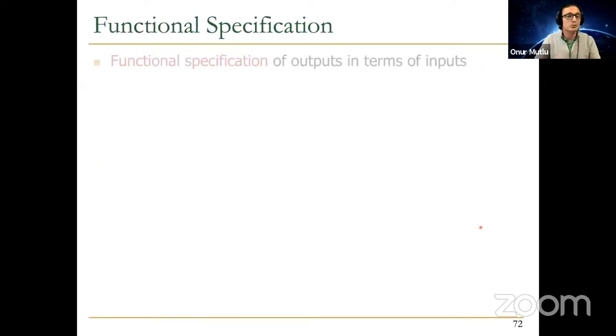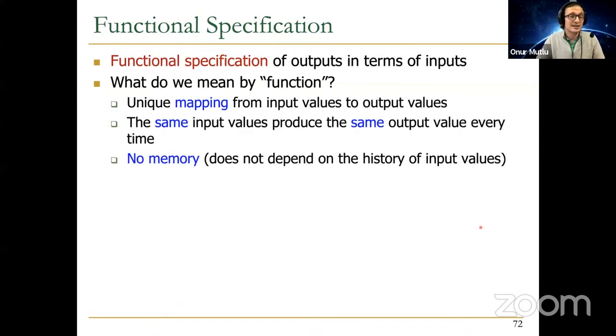So essentially, Boolean equations enable us to functionally specify outputs in terms of inputs. What do we mean by function? Function is a unique mapping from input values to output values. The same input values produce the same output value every time. And we don't have memory because we're dealing with combinational logic right now. Basically, the output values do not depend on the history of input values.